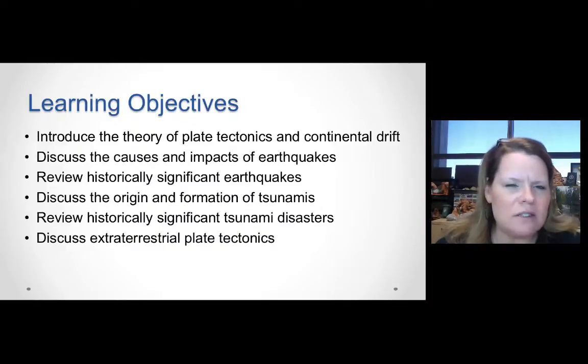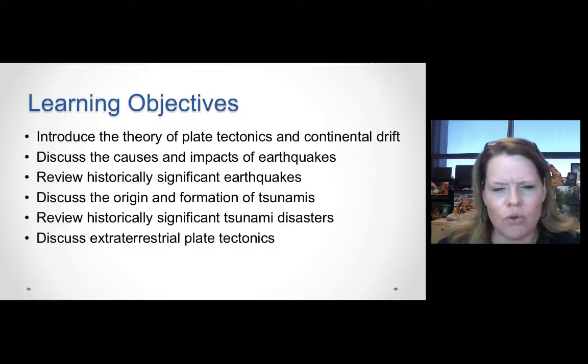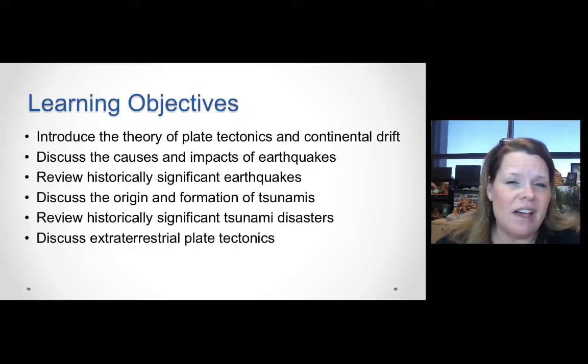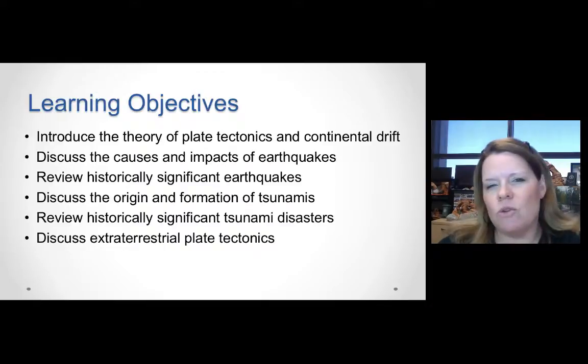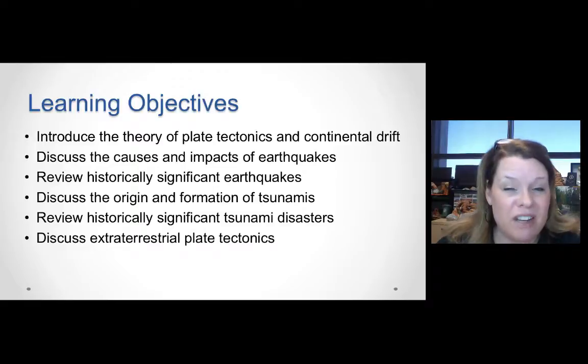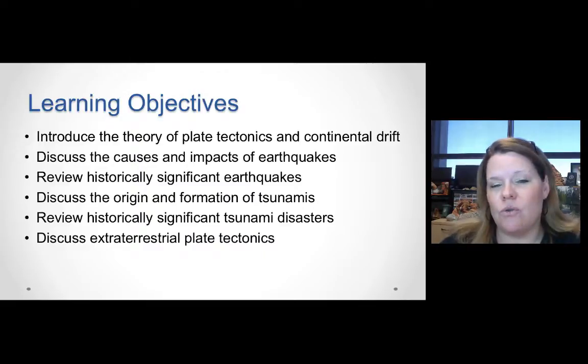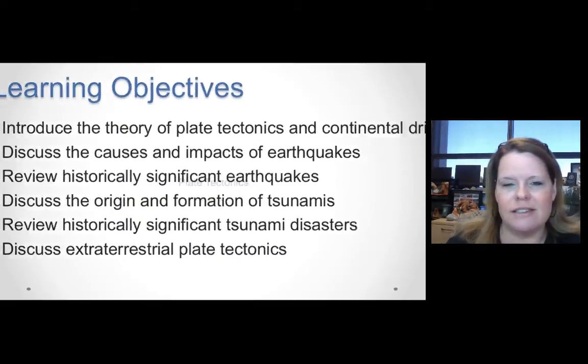And then we'll talk about the causes and impacts of earthquakes and identify why several of them are historically significant. And we'll talk about how a tsunami forms, how they're different from a tidal wave. And then we'll look at some historically significant tsunami events as well as extraterrestrial plate tectonics.